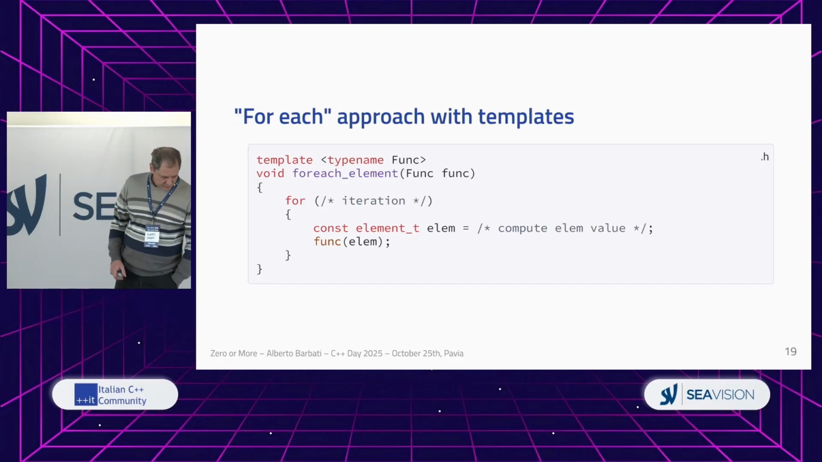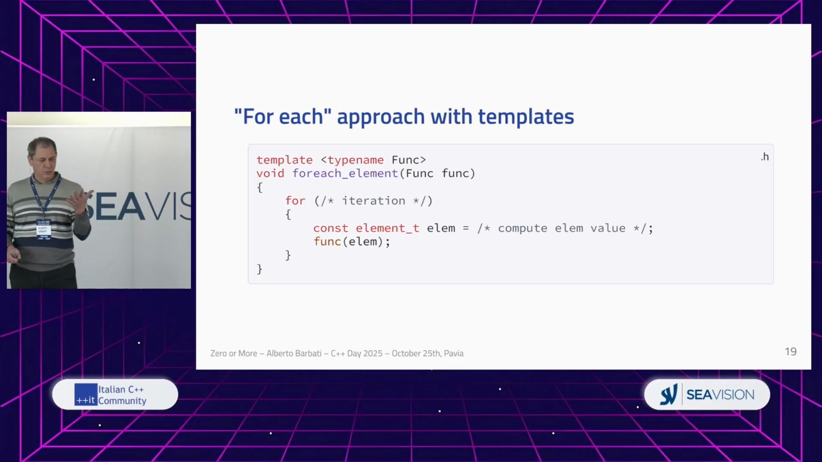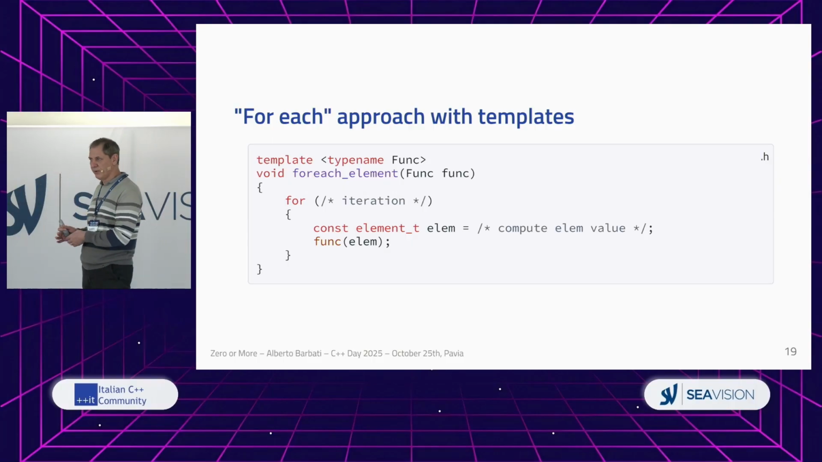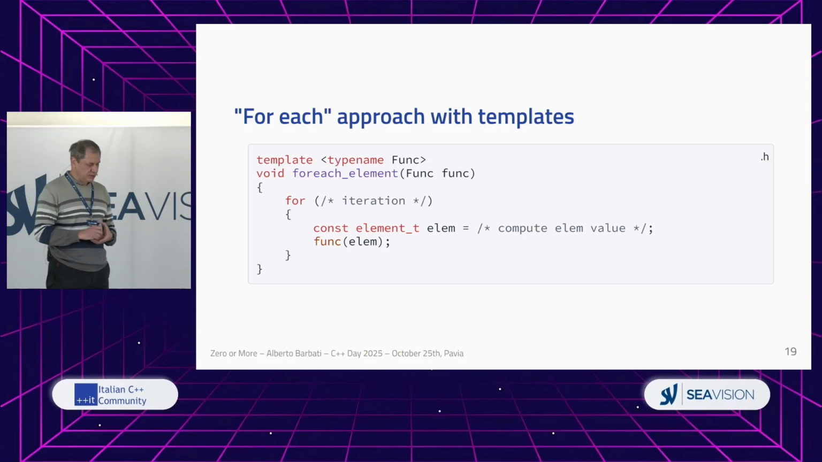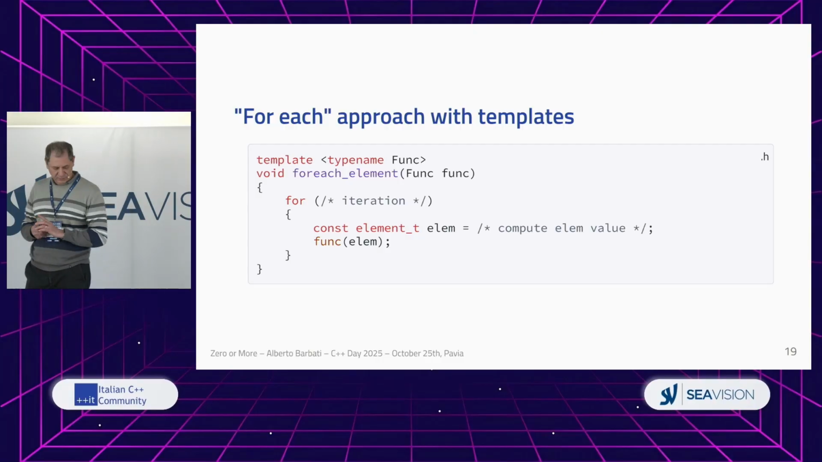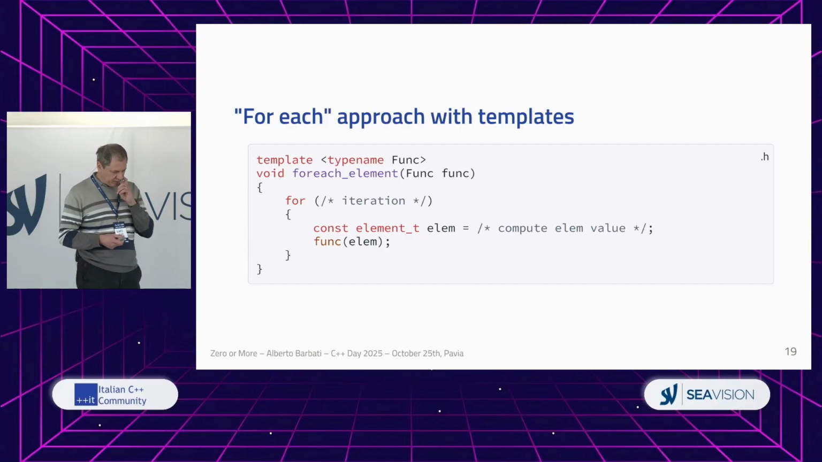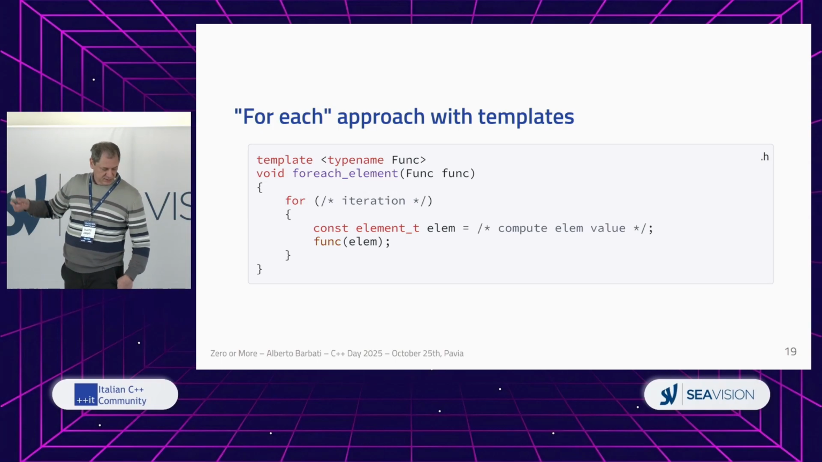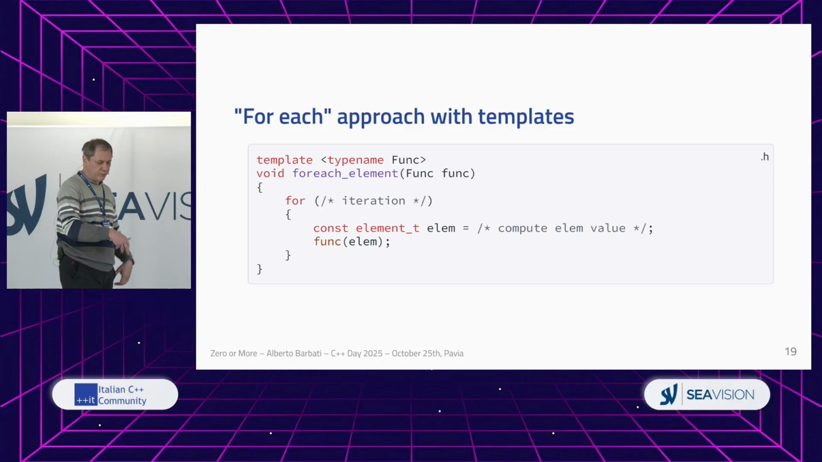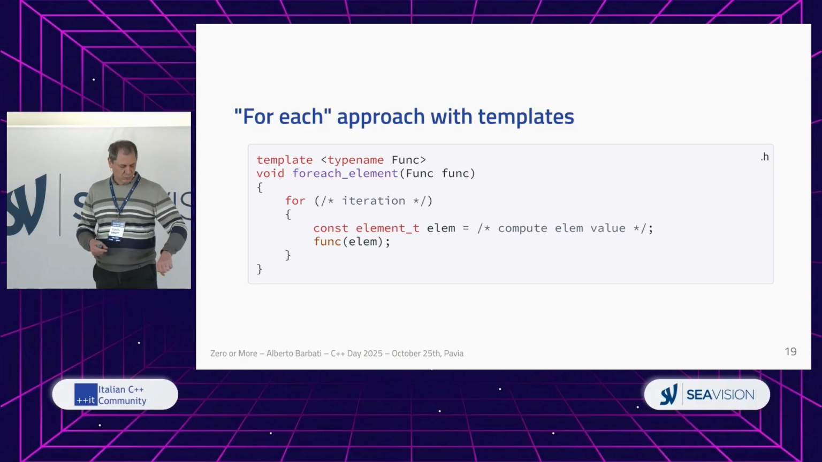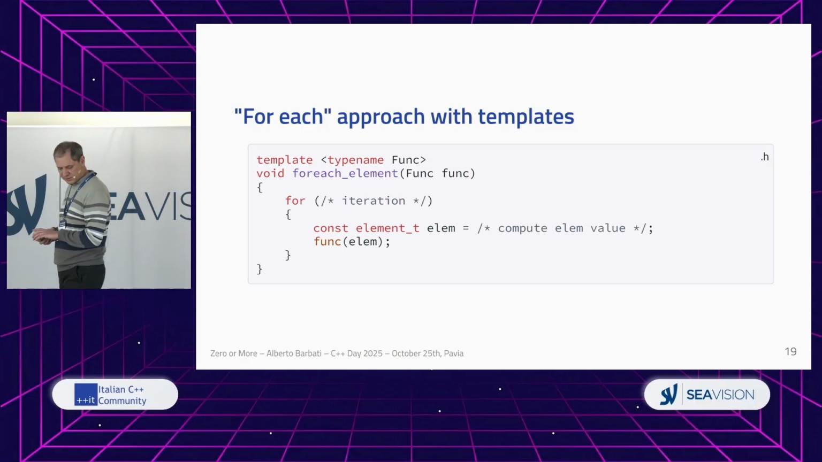Okay, for each approach, we have for each now. For each approach, now we have templates, so we don't need to use the function pointer anymore. We can just use the template. So this is a typical implementation for a for each element function using templates. Now the argument is not a function pointer, but a function object. And the code is essentially the same as before, but instead of pushing elements onto the vector, we just invoke the function object with this func lm syntax.